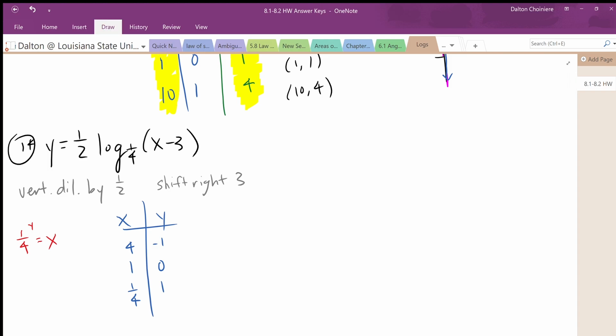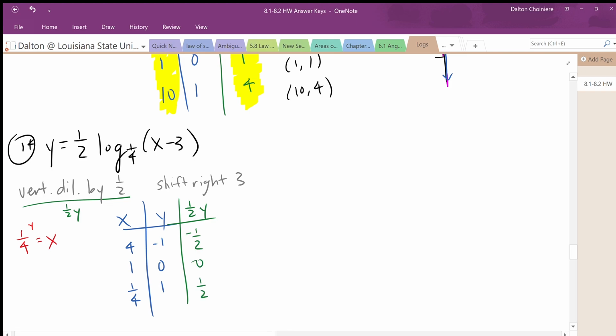But what's different about this one compared to the last one is I have changes in the x's and the y's. Vertical dilation by 1/2 means that I need to dilate the y's by 1/2. So I'm going to make a third column over here and multiply these y values by 1/2. That's going to give me negative 1/2. 1/2 times 0 is still 0. 1/2 times 1 is 1/2.